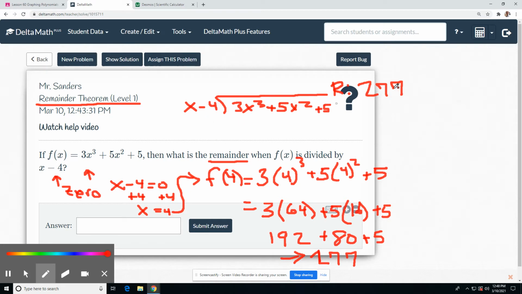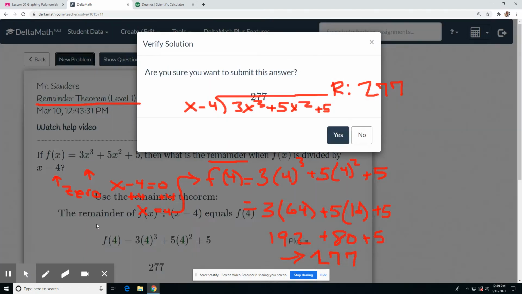So what you would really use this for is, if you're deciding does it go into this evenly, all you have to do is the remainder theorem to see if it goes into it evenly. If it goes into it evenly, then your answer is pretty clear. It needs to be simplified. If it doesn't go into it evenly, then usually you would stop right there. All right, but we're just asking for the remainder, 277. Okay.